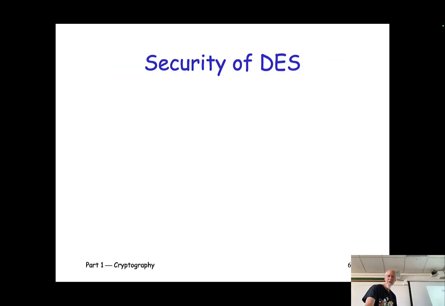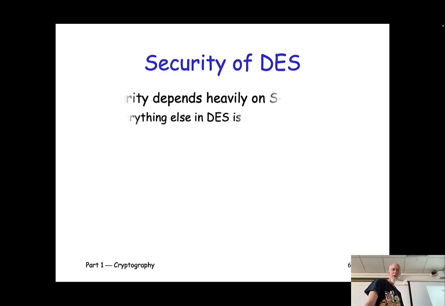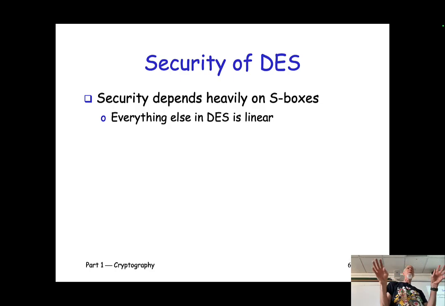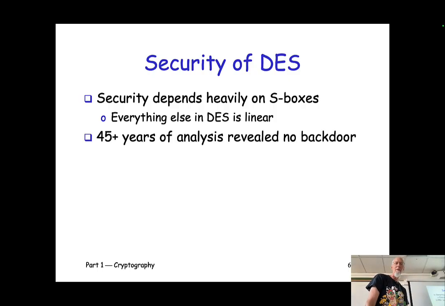So what about the security of DES? Is there a backdoor in this cipher? Was there some trick here that NSA pulled? Well, these S boxes are really crucial. Everything else in DES is linear. If you didn't have those S boxes, you could literally write down linear equations and solve for the key. That would be very bad. You could break the cipher relatively easily.